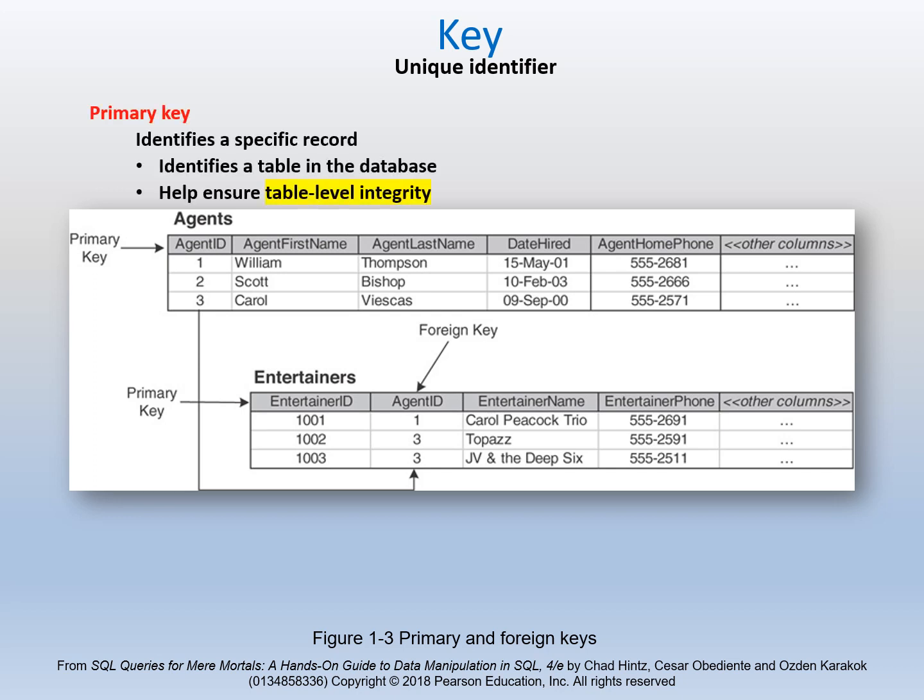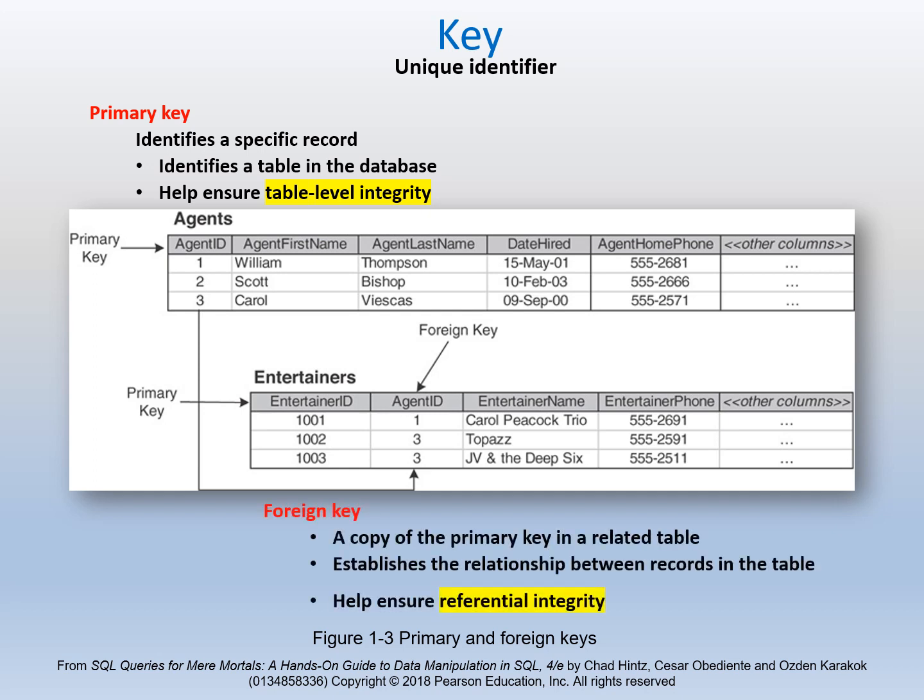A primary key is used to ensure table level integrity. By integrity, we mean the consistent and complete and accurate data stored within the table. Foreign keys help ensure referential integrity. In this example, agent ID is the foreign key. In the entertainers table, it helps to ensure referential integrity to the agents table.